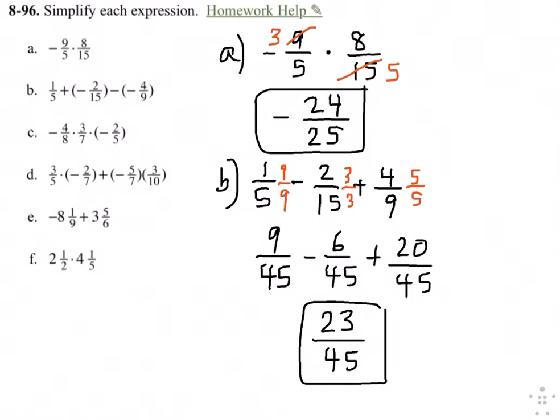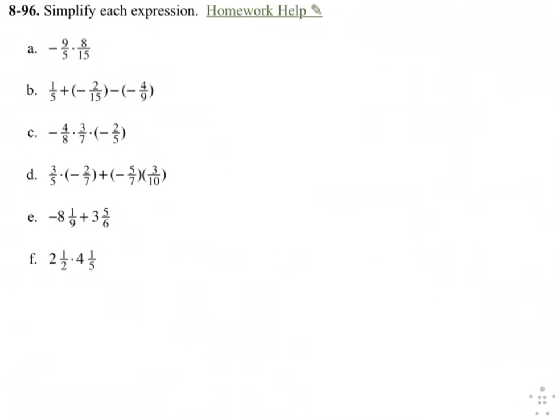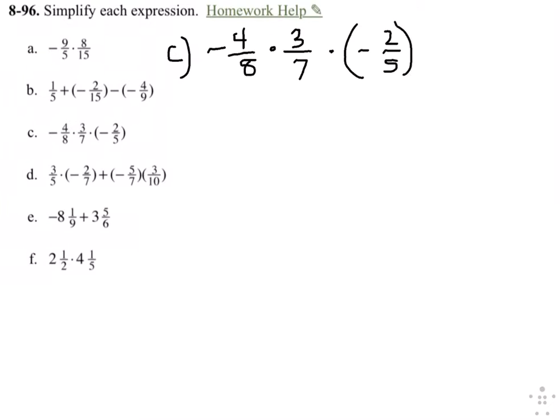Okay, now let's do C. Let me make some room here. So C, I have negative 4/8 times 3/7 times negative 2/5. So what I like to do first is I have a negative times a positive times a negative. The answer is positive, right? So we can just ignore these negative signs now, right? We know that our answer is positive, so now we can not get distracted with that.